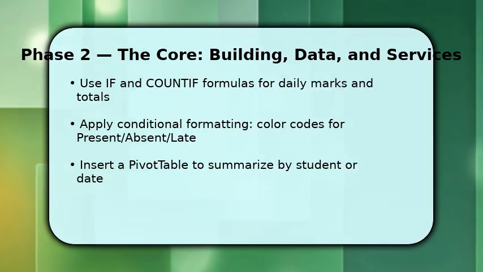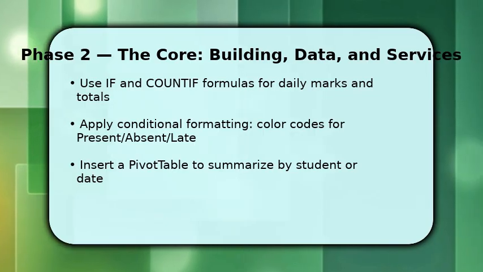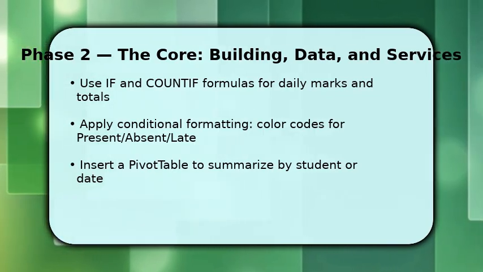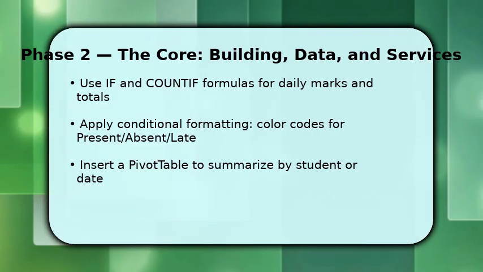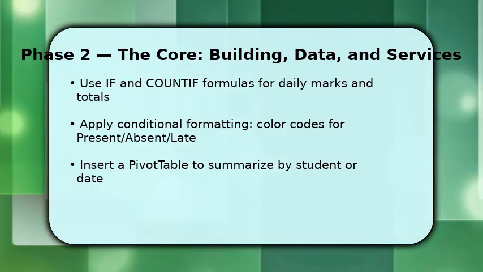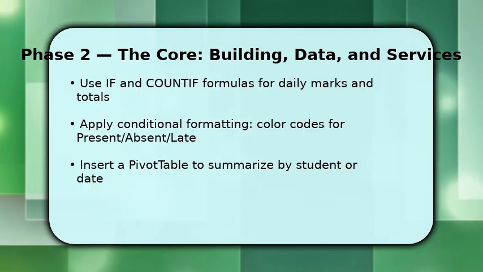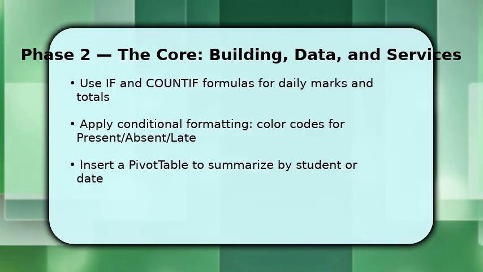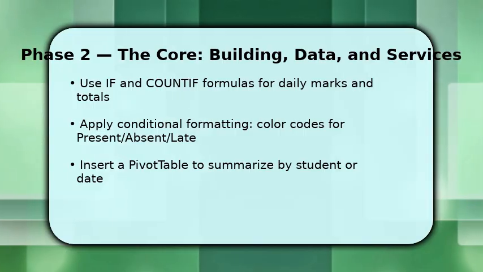Apply conditional formatting rules to color present green, absent red, late orange. This helps you scan patterns. Once data exists across dates, insert a pivot table to summarize by student or date, because pivot tables let you filter, group, and spot trends quickly without rewriting.